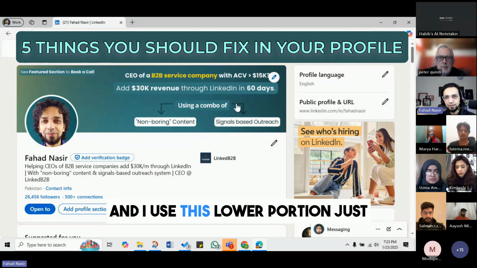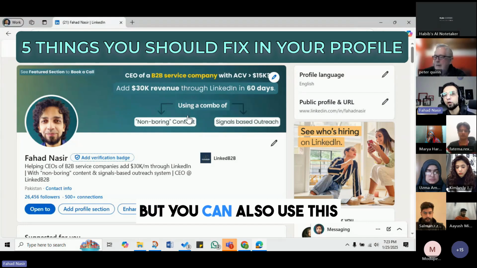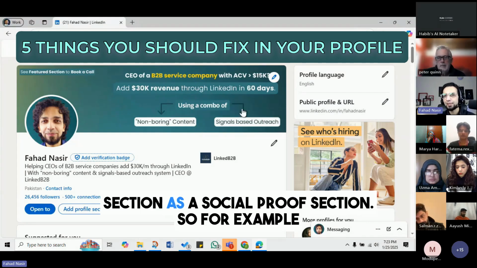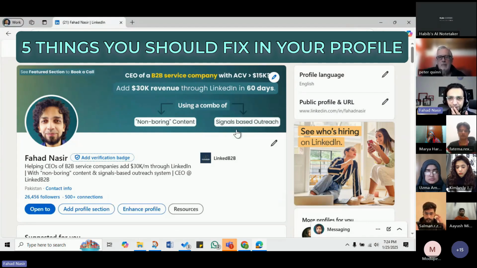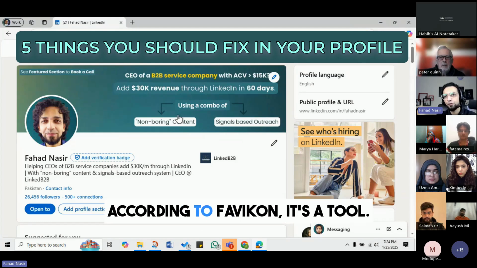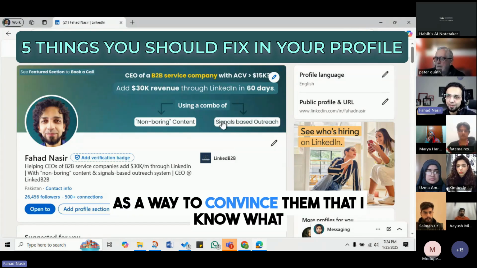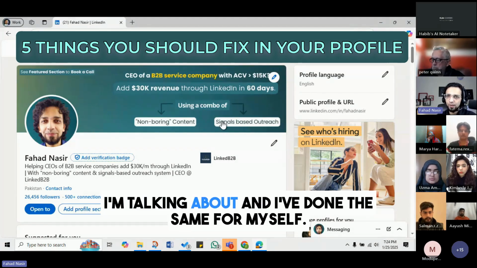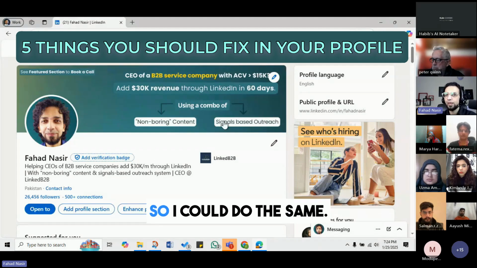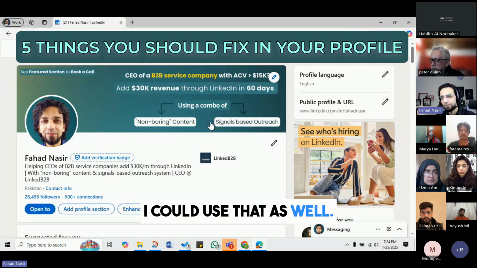And I use this lower portion just to say how I deliver it, but you can also use this section as a social proof section. So for example, I'm now one of the fastest growing influencers in Pakistan, according to Favikon, it's a tool. So I could have used this as a way to convince them that I know what I'm talking about. Or I could have said I grew from 8,000 to 26,000 followers in 5 months. I could use that as well.